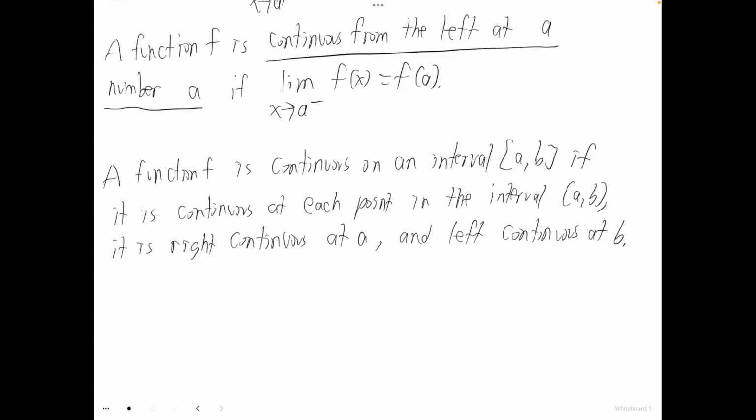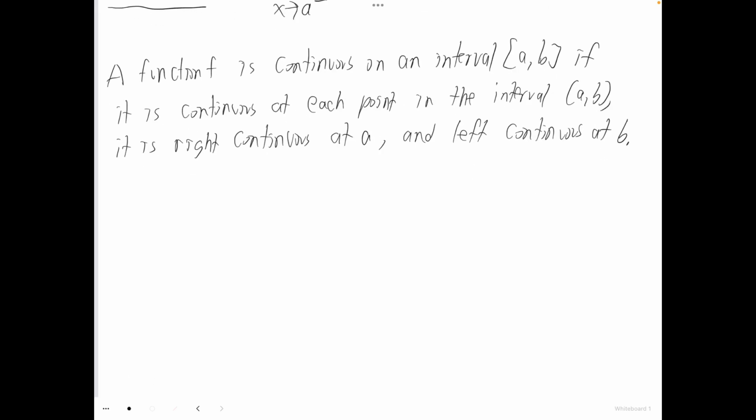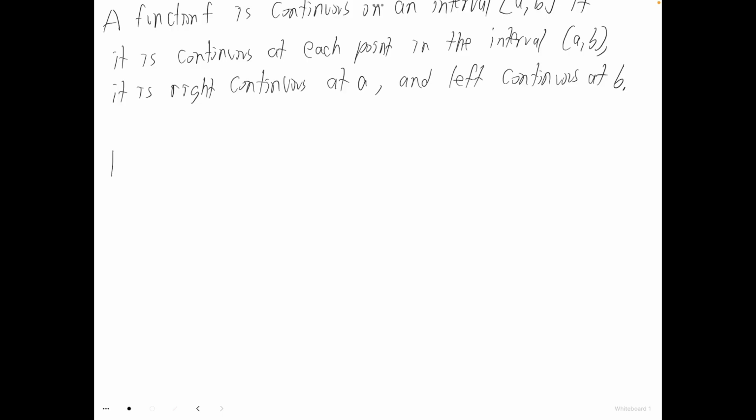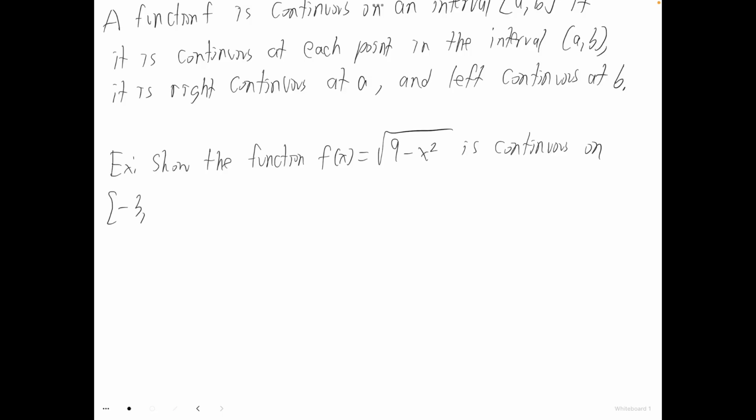And so we want to now check the following. So we have the following example. We want to show the function f of x equals the square root of 9 minus x squared is continuous on the interval -3 to 3.